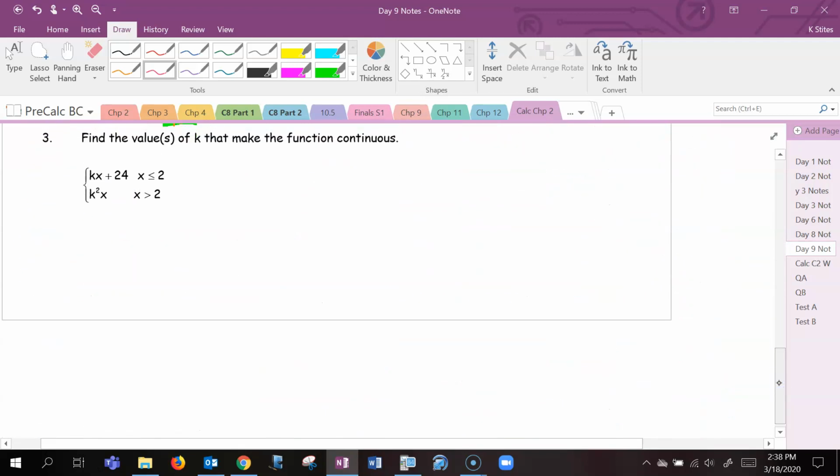Okay, so we did one like this before. We're just going to do another one. Find the value of k that makes the function continuous. So, reminder about continuity: continuity means that your left-hand limit has to be equal to your right-hand limit, which has to be equal to the value of the function. In this case, it's f of 2, because that's kind of our turning point here.